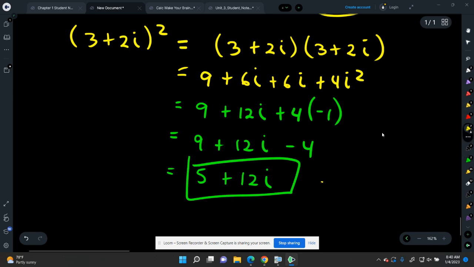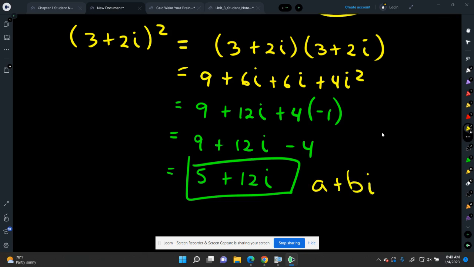This is in standard form. Standard form looks like this. So the i should be at the end, and it is. So that is correct in standard form. Okay. Questions so far? Okay.